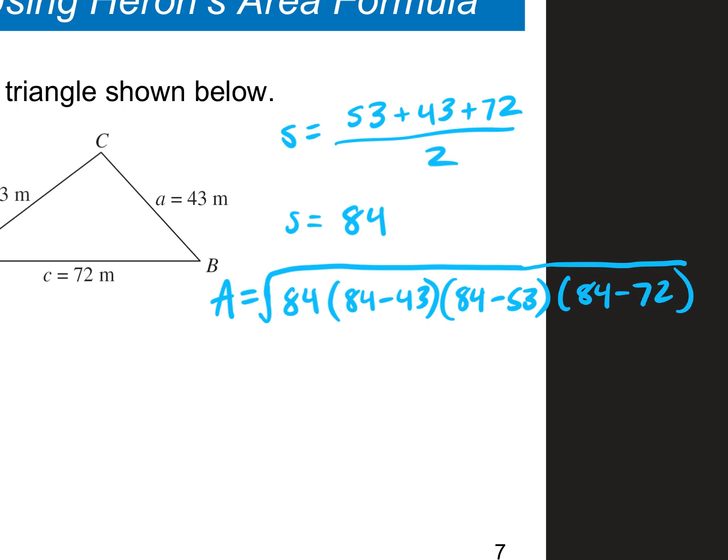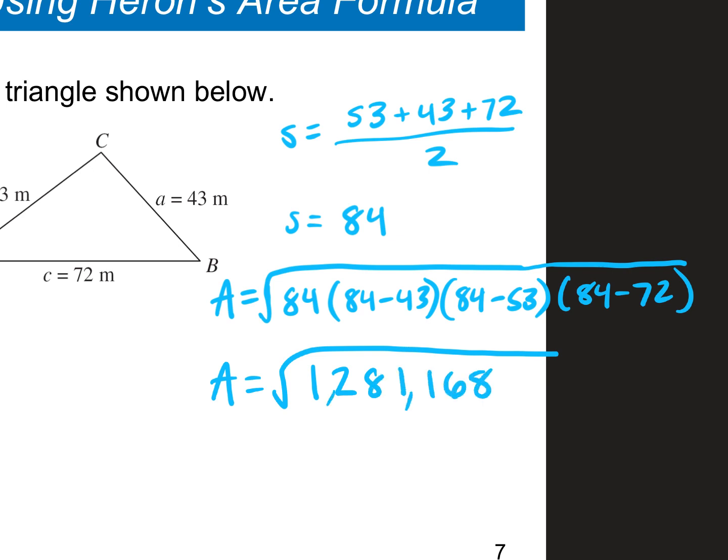We put all this into the calculator. So before we take the square root, you should get 1,281,168. And then we take the square root of that. So the area is 1,131.9 what? Meters squared. Perfect. Because our area is always the unit squared. So meters squared.